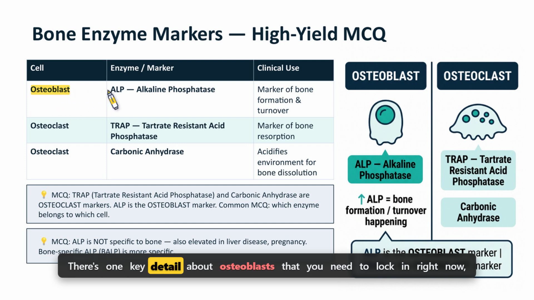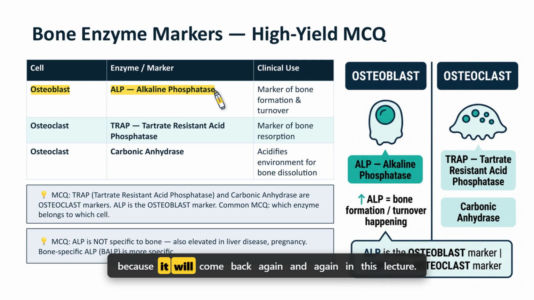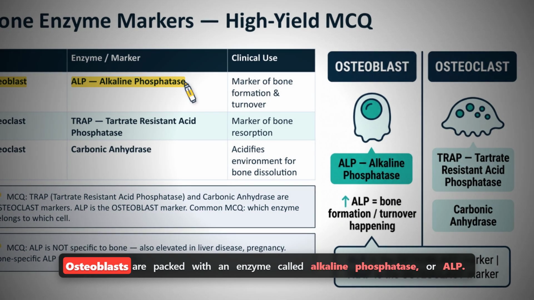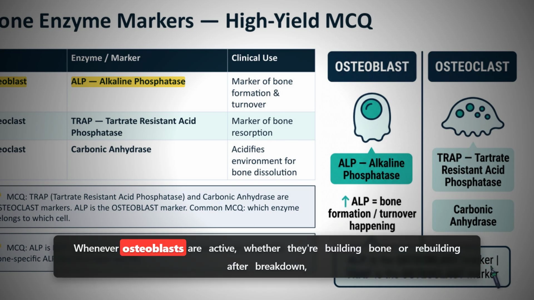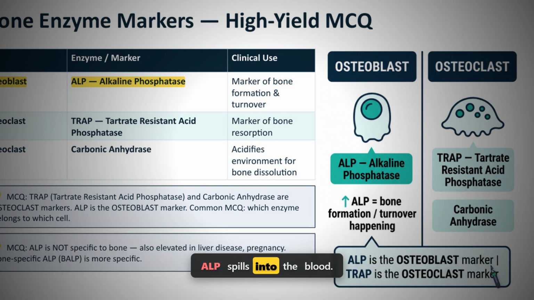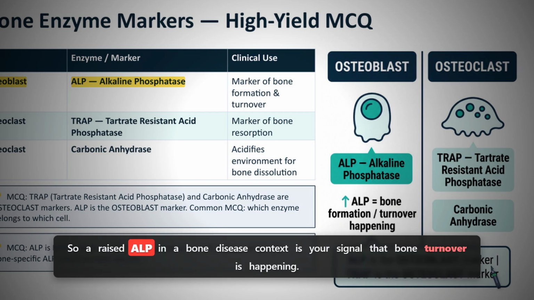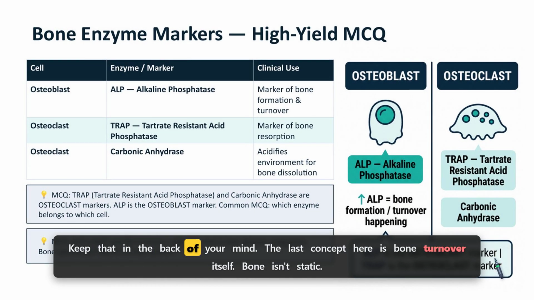There's one key detail about osteoblasts that you need to lock in right now, because it will come back again and again in this lecture. Osteoblasts are packed with an enzyme called alkaline phosphatase, or ALP. Whenever osteoblasts are active, whether they're building bone or rebuilding after breakdown, ALP spills into the blood. So a raised ALP in a bone disease context is your signal that bone turnover is happening. Keep that in the back of your mind.